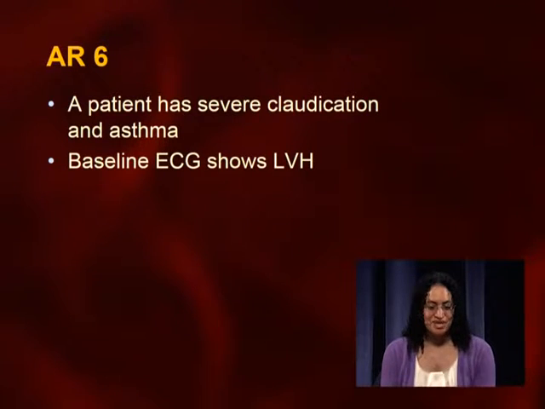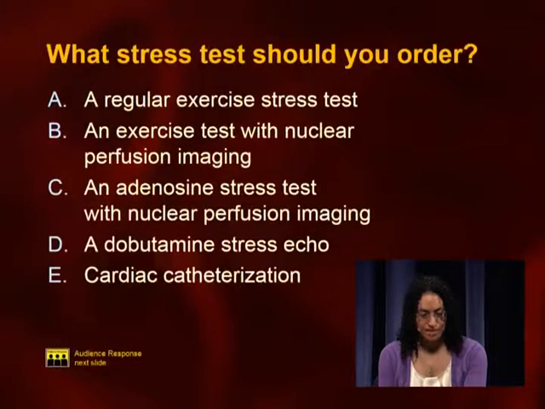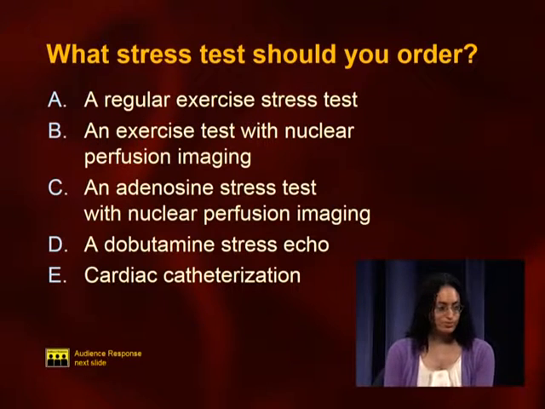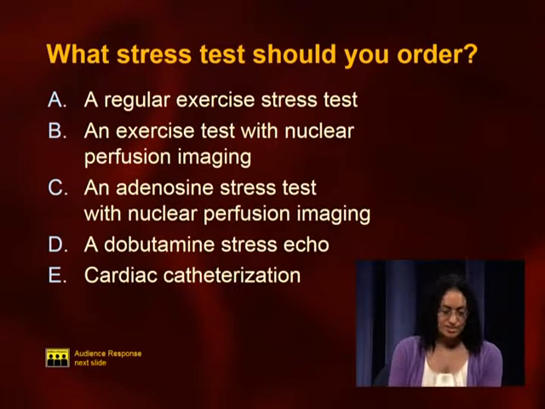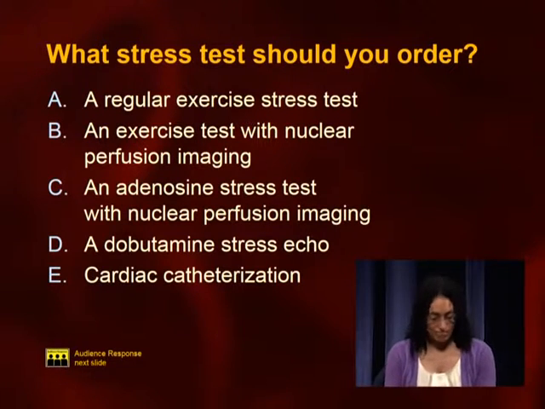Okay, next question. A patient with severe claudication and asthma presents for risk stratification, and the baseline ECG shows LVH. Now, what stress test should you order? A, a regular exercise stress test, B, an exercise test with nuclear perfusion imaging, C, an adenosine stress test with nuclear perfusion imaging, D, a dobutamine stress echo, or E, cardiac cath.